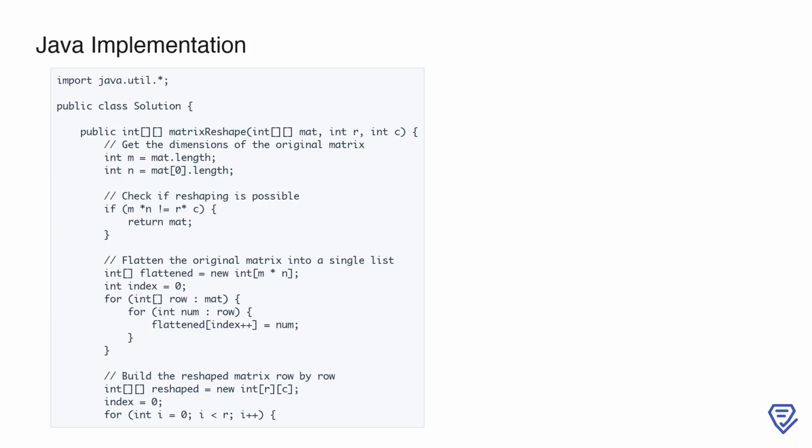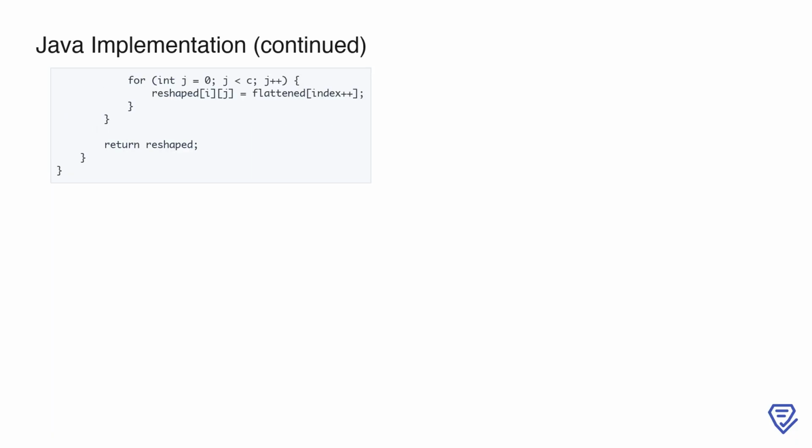Using nested loops, we iterate over each row and then each element within the row, adding each element to the flattened array sequentially. This prepares us to reorganize the data into the new shape. After flattening the original matrix, we initialize a new 2D array called reshape to hold the final matrix with the desired dimensions R by C. We then use a nested loop to populate this new matrix row by row.